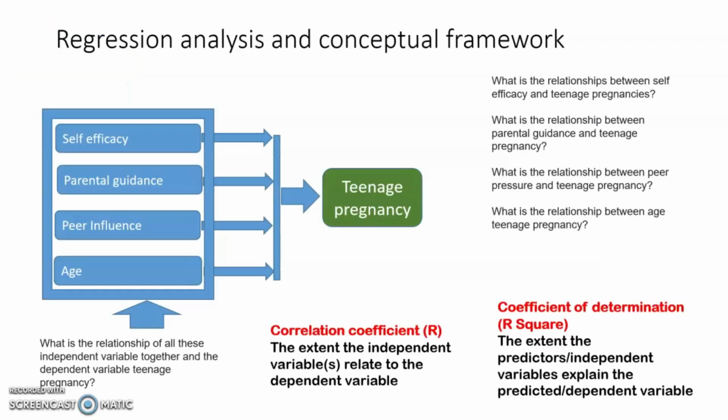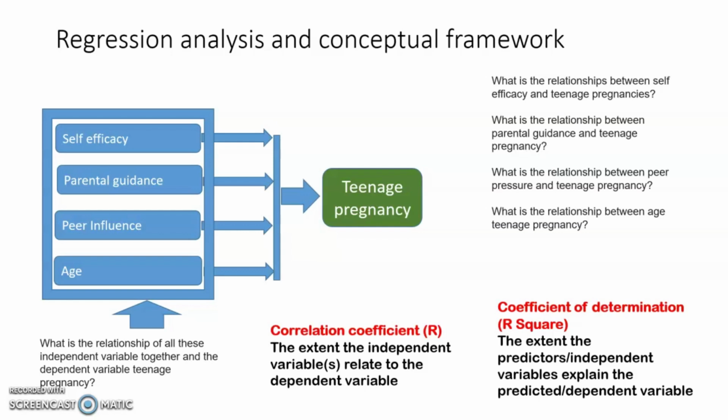For example, if we use the previous example that we had about teenage pregnancy, we had a number of variables: self-efficacy, parental guidance, peer pressure, age. So we want to find out what the relationship of these variables is towards teenage pregnancy. To what extent do these independent variables relate to the dependent variable? So we are actually looking for a correlation coefficient, the extent the independent variables relate to the dependent variable.